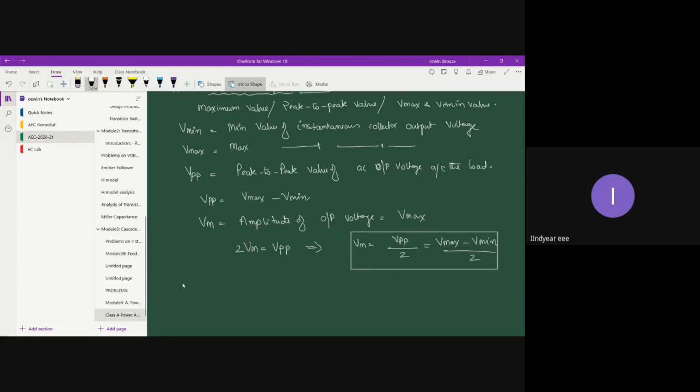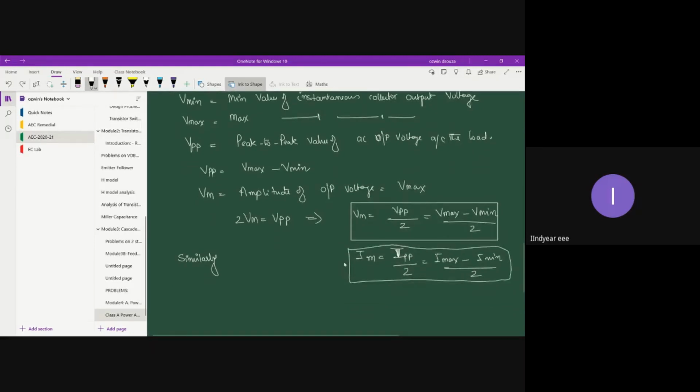Fine. Similarly, you can also write maximum value of current as peak to peak current value divided by 2, or I max minus I minimum divided by 2. Okay. So let us take this as the current expression.